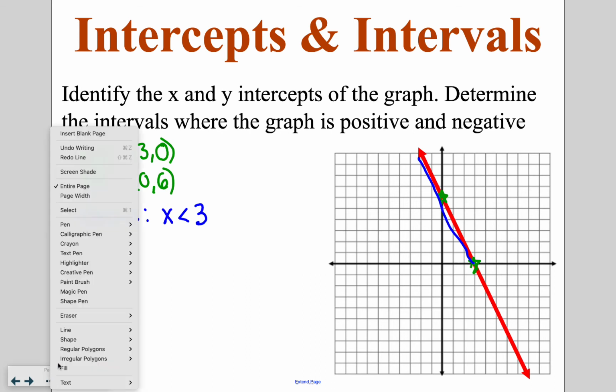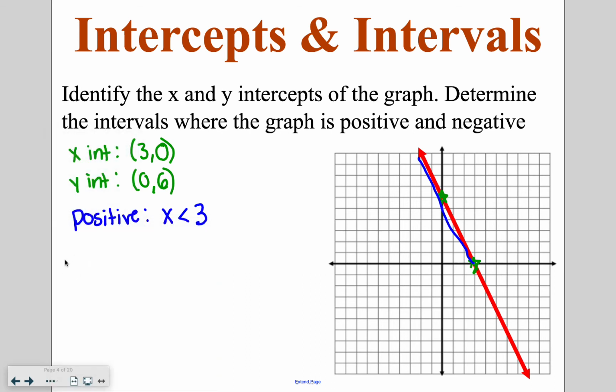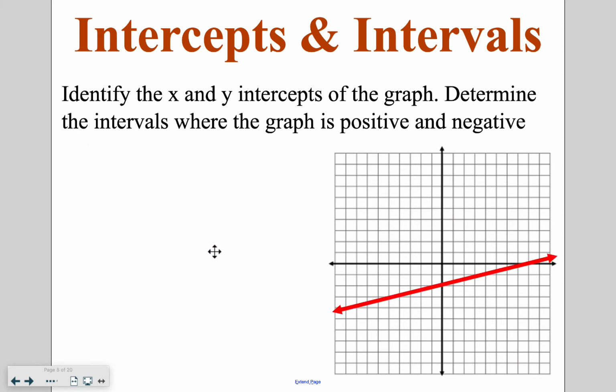On the flip side of that, our negative part of the graph, the piece that is below the x-axis, is the piece that is moving to the right. So that is our x values above 3. Go ahead and determine the x and y intercepts and the positive and negative parts of this graph on your own.